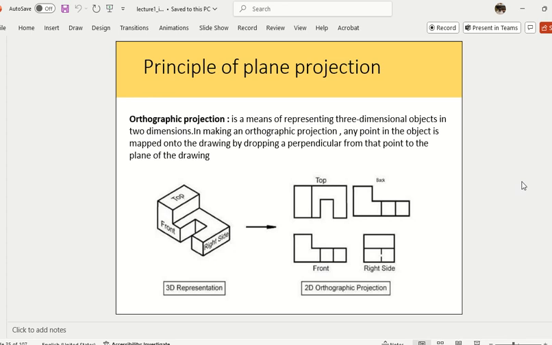Got my point? So a dash line shows something which is in the same direction but behind. Got my point? Clear? Everybody? Any question? Any problem? Okay.